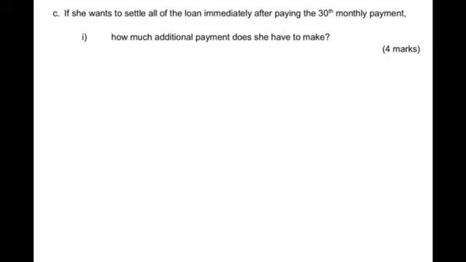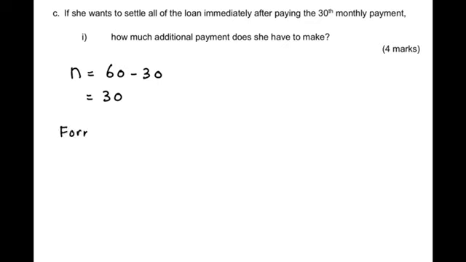Okay, guys, let's see our question C. If she wants to settle all the loan immediately after paying the 30th monthly payment, how much additional payment does she have to make? Alright, so we take our n, which originally is 60, and we minus 30, and the balance we get is 30.